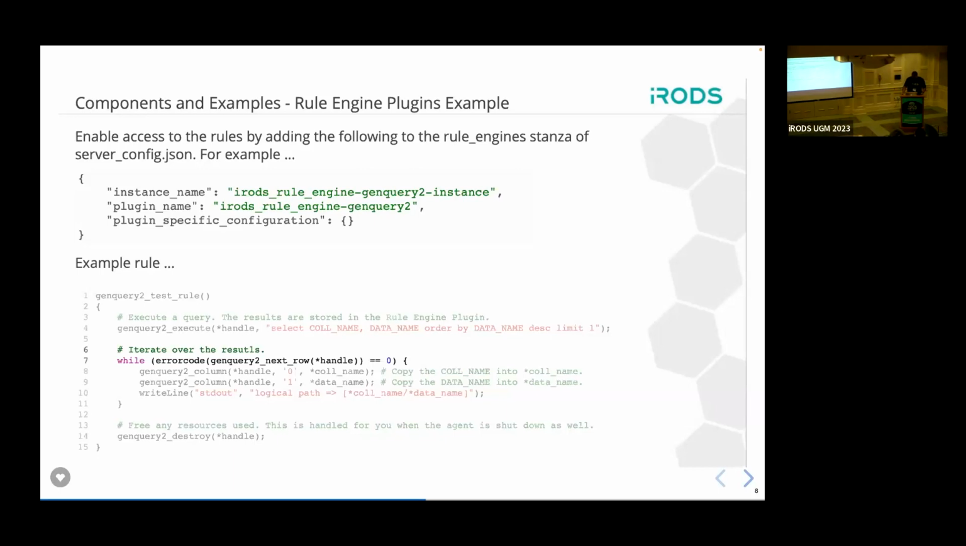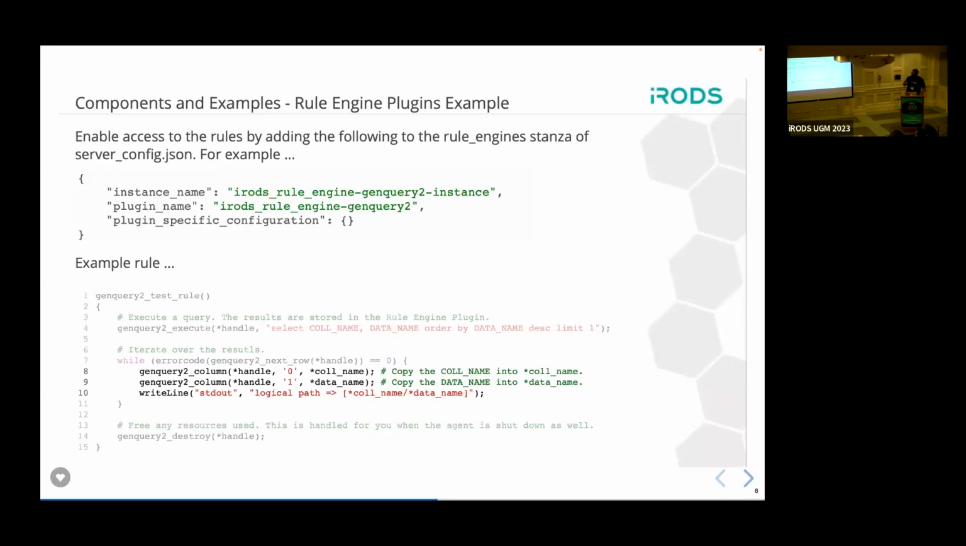So here we would just use GenQuery2 next row to iterate over the results. As you notice, it's wrapped in a call to error code because we don't want this to fail, because this rule is designed to return a negative value when it reaches the end of the result set. And so this is essentially just moving a pointer that's internal to the rule engine plugin forward. Just like any other programming language, you see this pattern a lot in something like JDBC. So you call next row, and now we can go into actually fetching information from our result set.